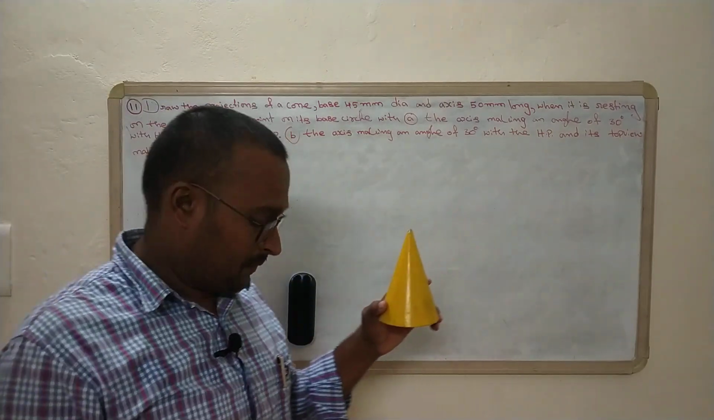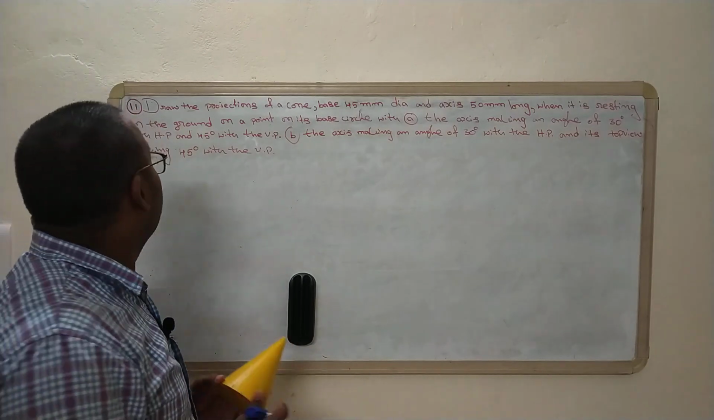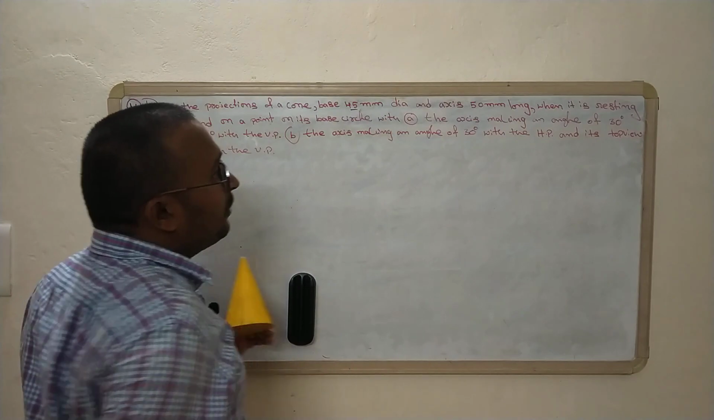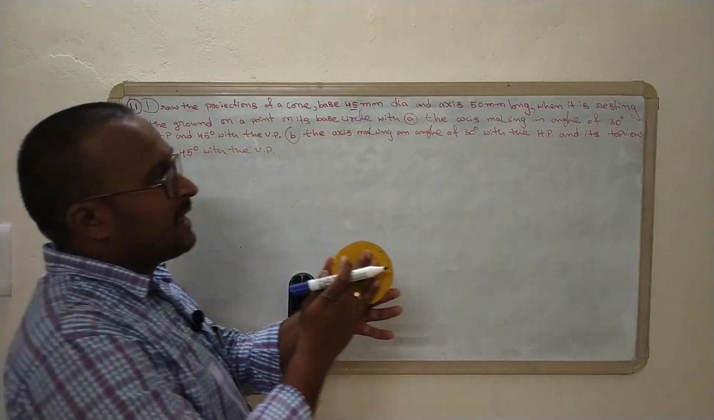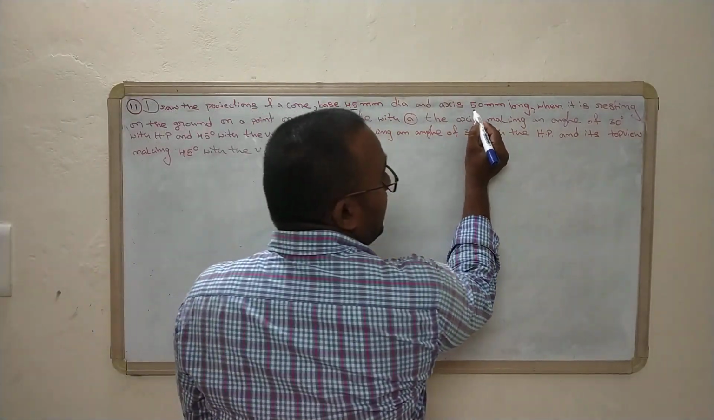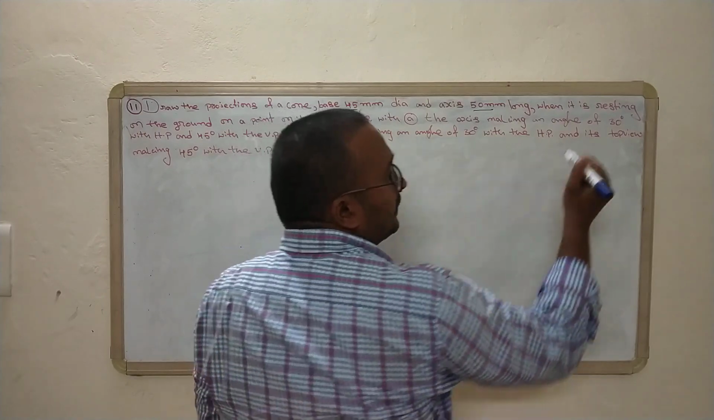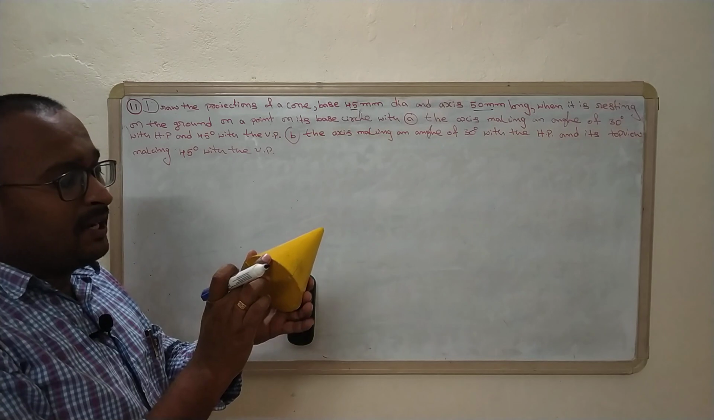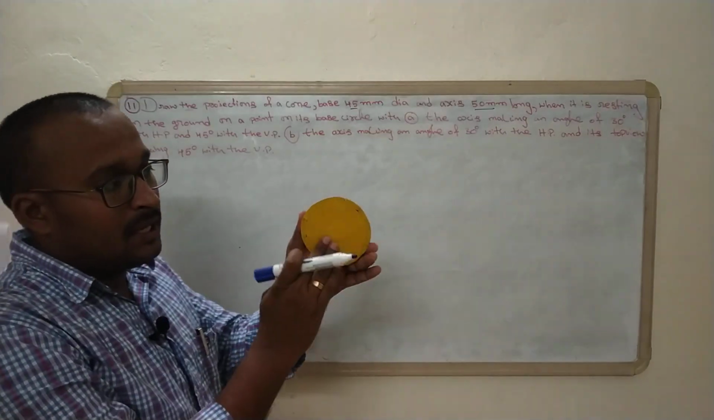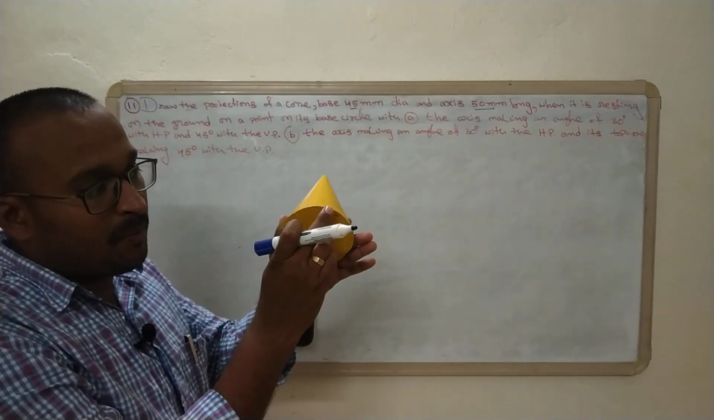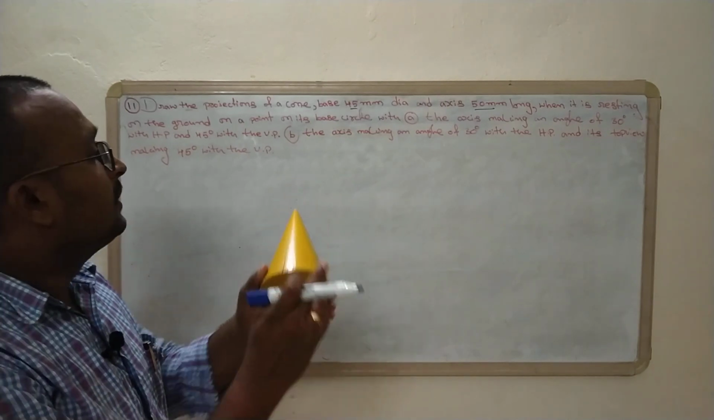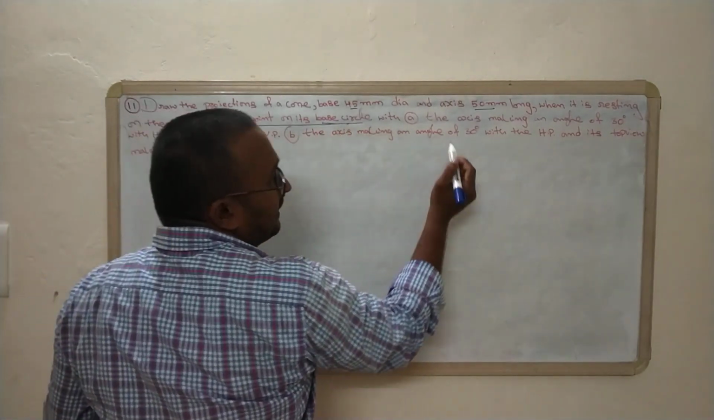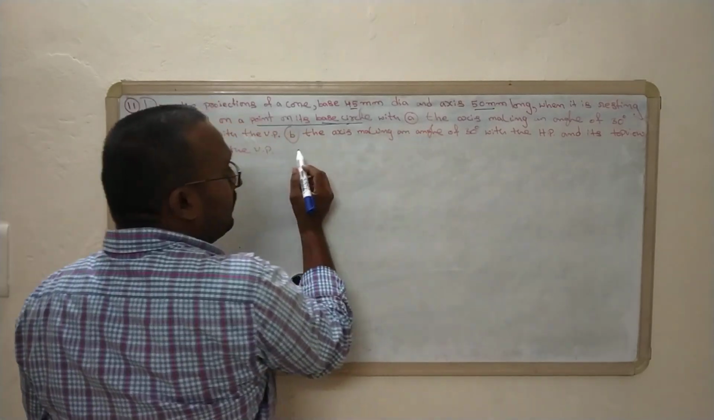Here you can see the problem is: draw the projections of a cone of base diameter 45 mm and axis height 50 mm long, resting with its point on the ground. Here this is the ground, and it is resting with a point on the base circle. And then there are two conditions.